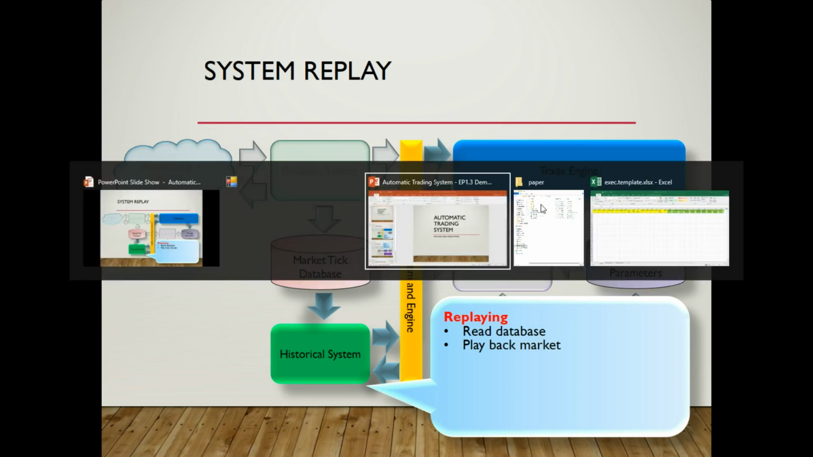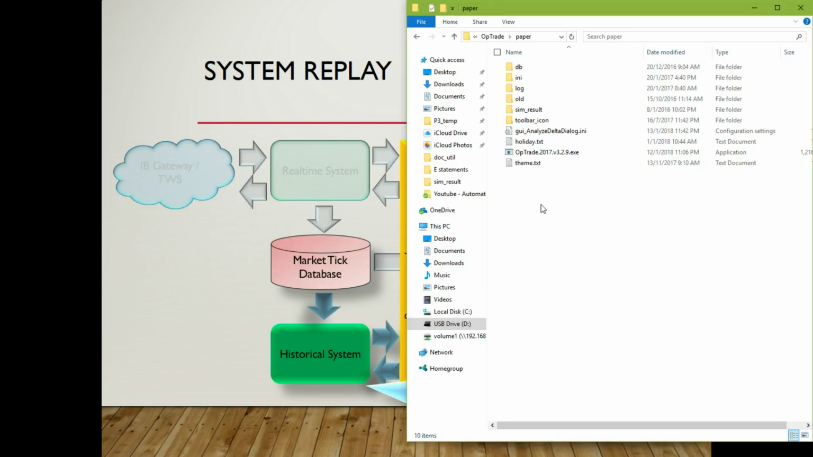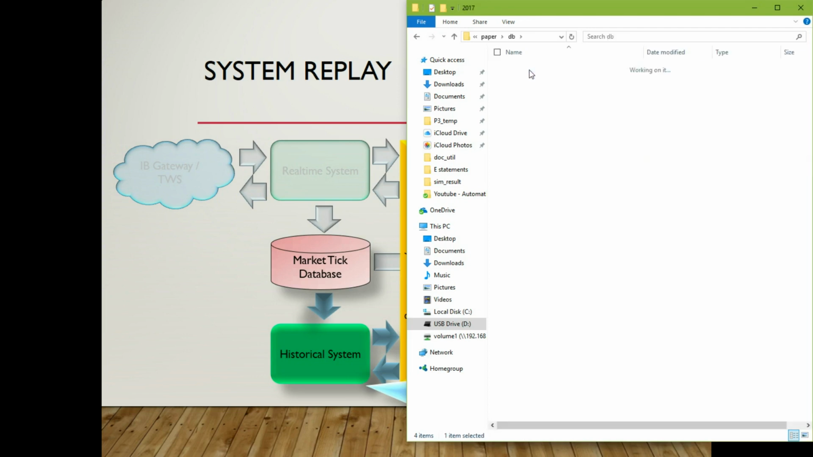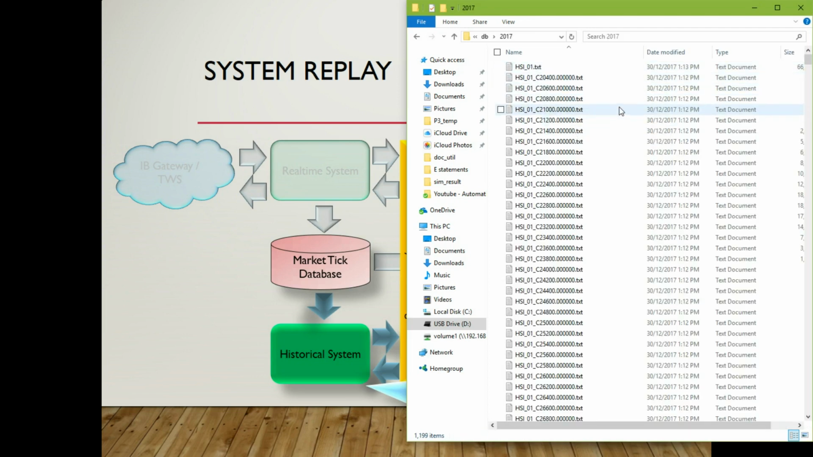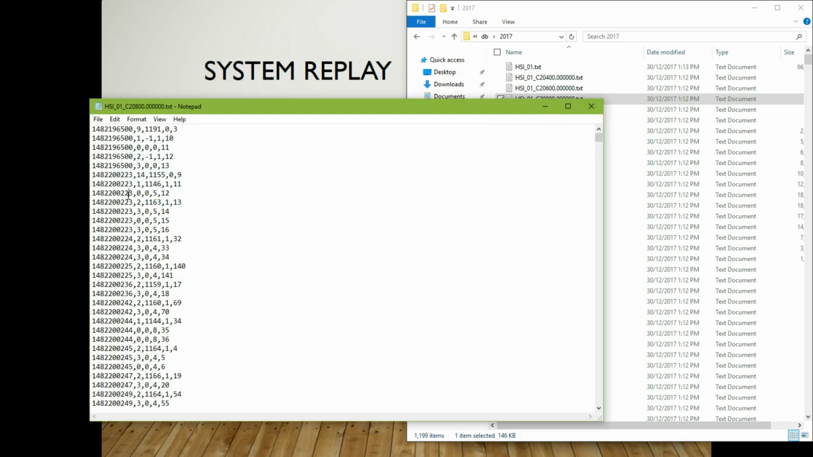Let me use my home PC to demonstrate this function because this can be done offline. Here is the market database that I have recorded previously from the real-time system. As I mentioned in the previous video, each future or option contract has a dedicated data file in the text format. And in the data file, each line represents a point in time for the tick price or size of the particular contract.